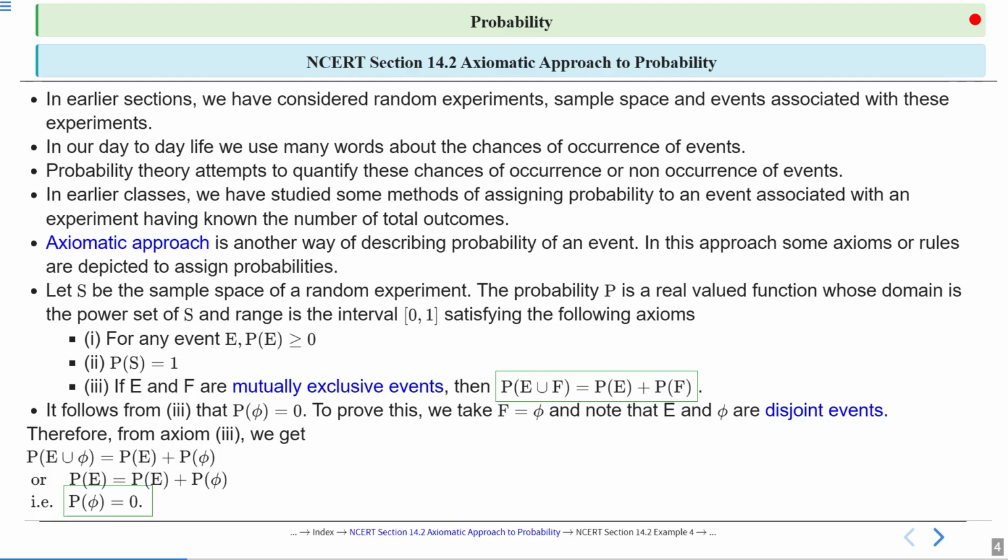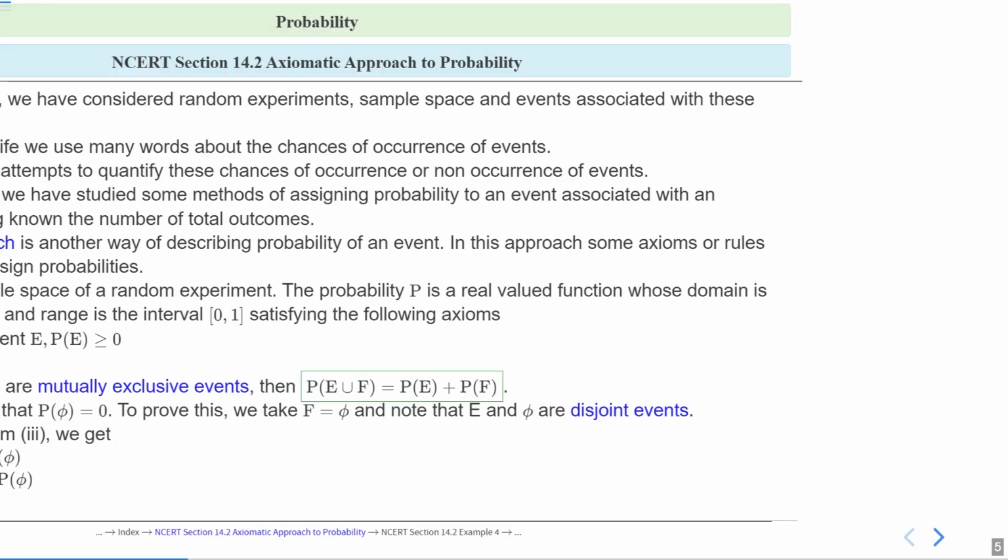So we have proven P of phi equals 0 by using axiom 3. Note this point: the probability of the empty set is always 0. Clear? This is a very important point. So note this point, all students. I hope there is no doubt. We will now move to the next slide.